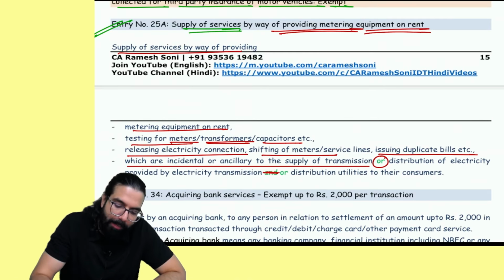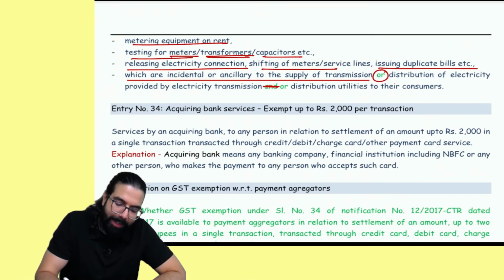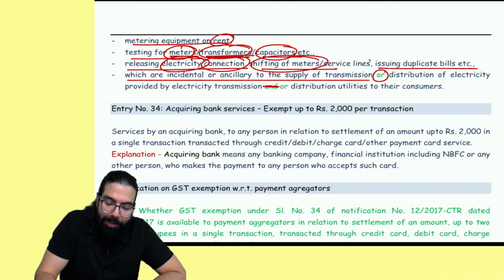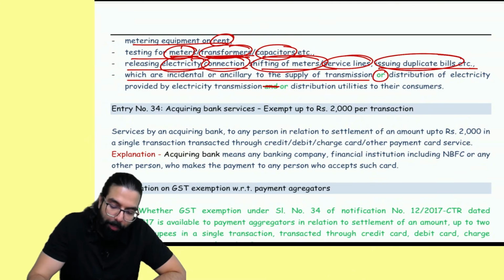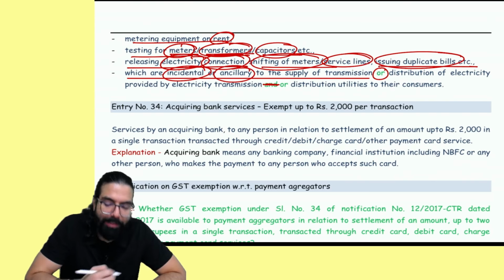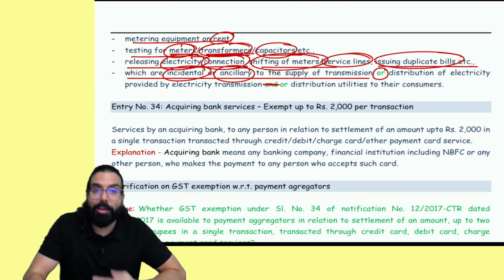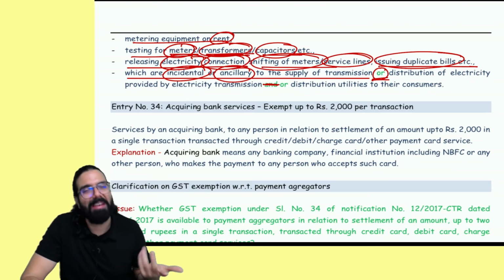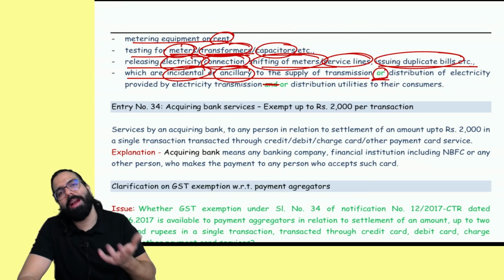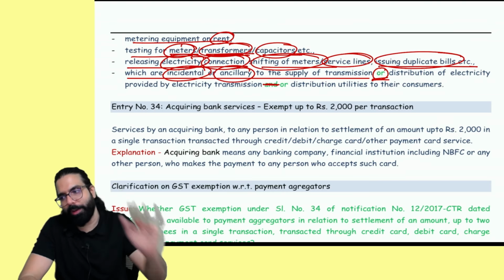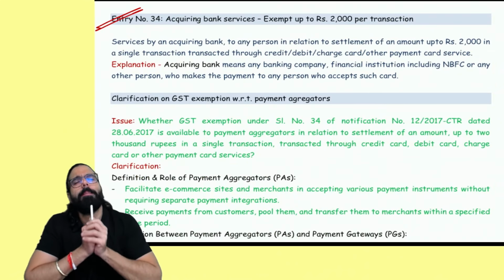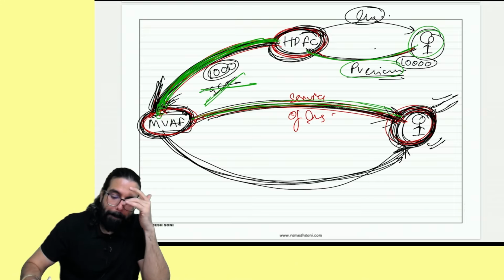Simple. Providing meter equipment on rent, testing of meter, transformer, capacitor, releasing electricity connection, shifting of meter, service line, issuing duplicate bill. All these are incidental or ancillary services in relation to transmission or distribution. Earlier the word and was there; nothing else, no other amendment. Thus the word and has been deleted and or has been put over here. Done, sir, this point is clear. I hope you guys remember.